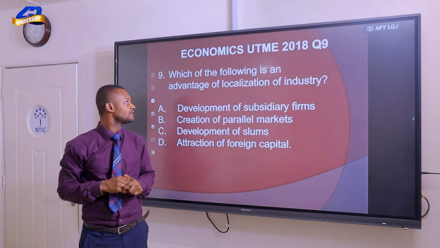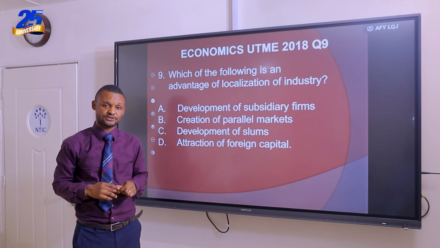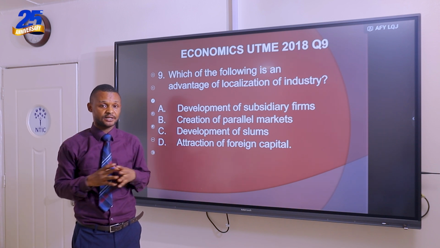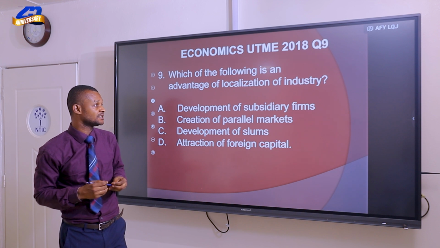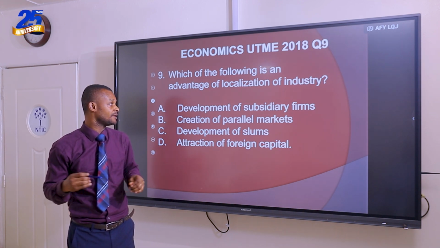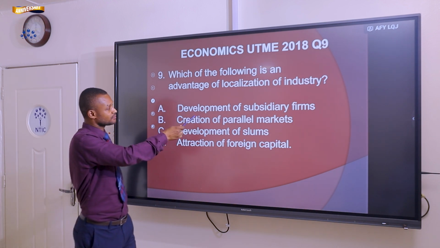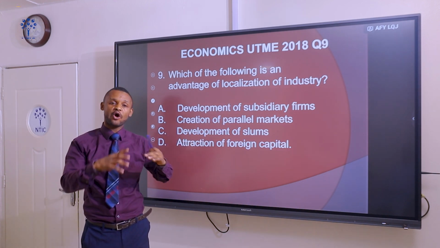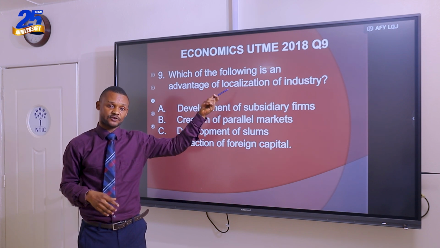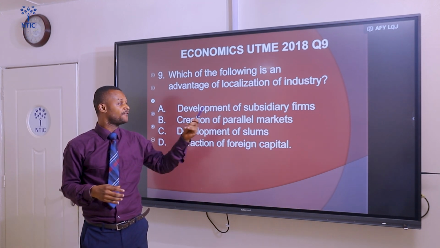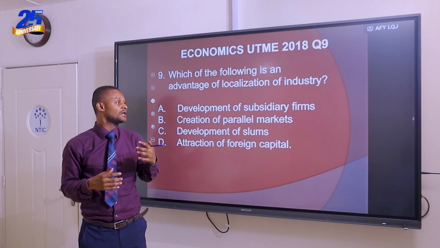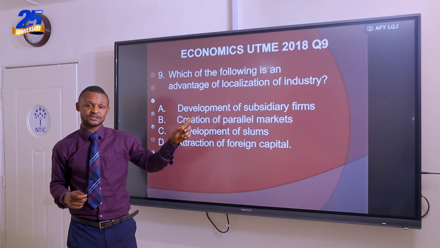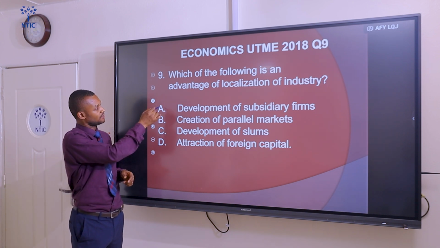Question 9. Which of the following is an advantage of localization of industry? Localization of industry is where you have firms and industries located in a particular area. What would be an advantage of having firms or industry in a particular area? Option A quickly pops up: development of subsidiary firms. That means the location of industry will give rise to other firms, because firms will produce raw materials for the industries located in that area. Other firms will also buy their products, either their finished goods, or they sell raw materials to them. So one of the advantages of localization of industry is that it develops subsidiary firms, which is A.